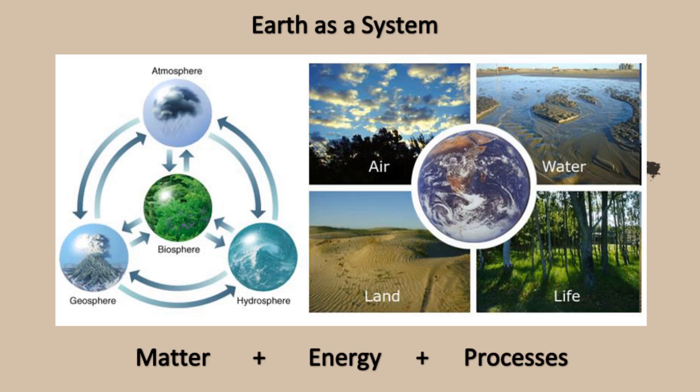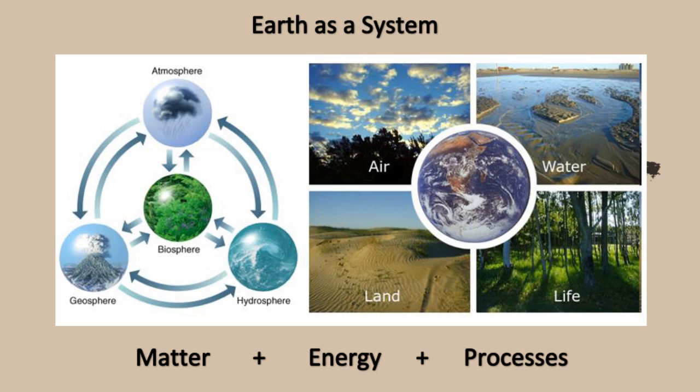All of the spheres of Earth interact as matter and energy change and cycle through the system. A result of these interactions is that they make life on Earth possible. Earth's spheres interact as matter moves between them. In some processes, matter moves through several spheres.